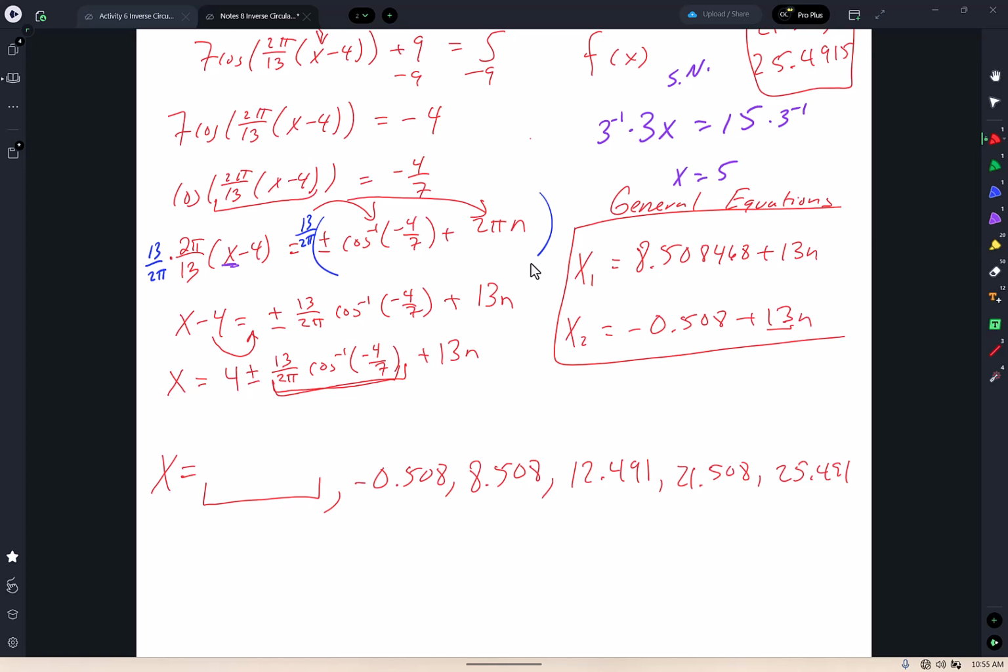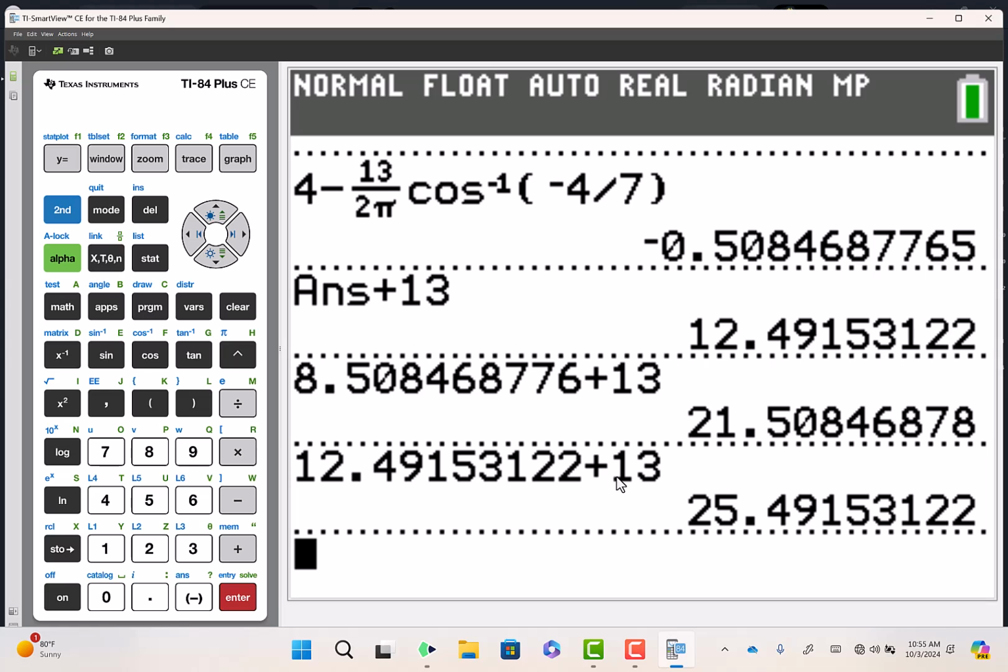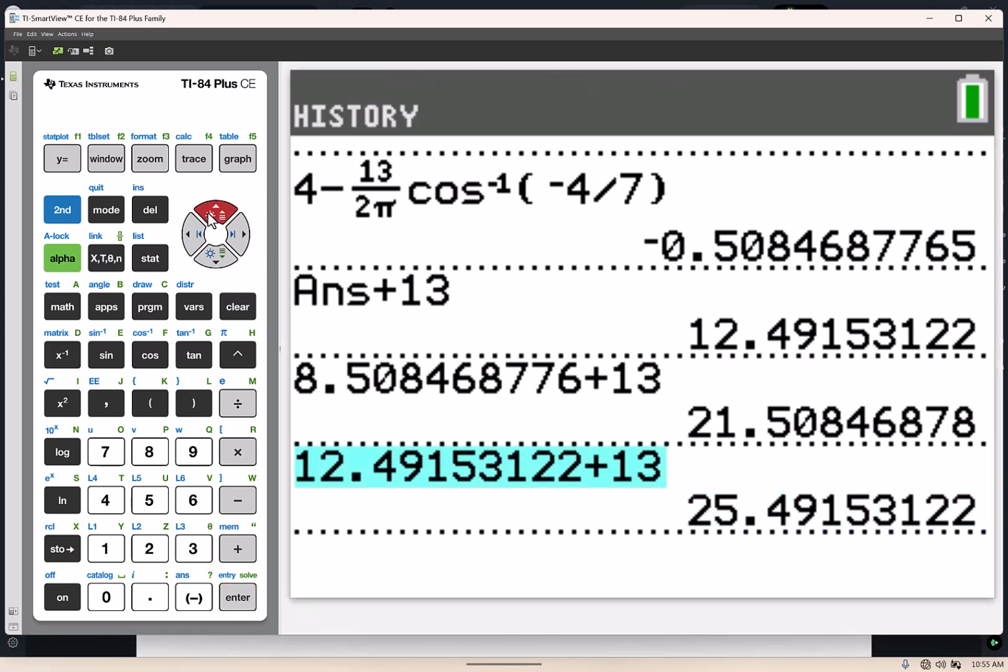25.491. I'm missing a number. How do I get it? Subtract from what? Yeah, from which one? The 8.508 subtract 13? Yes, you're right.